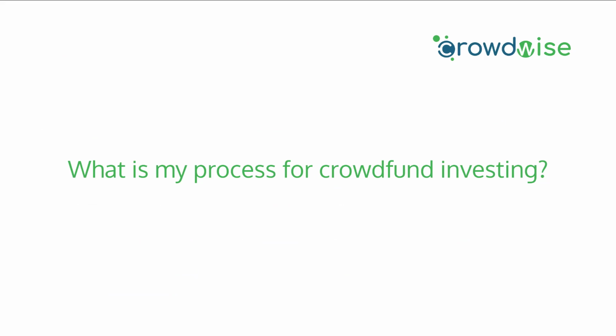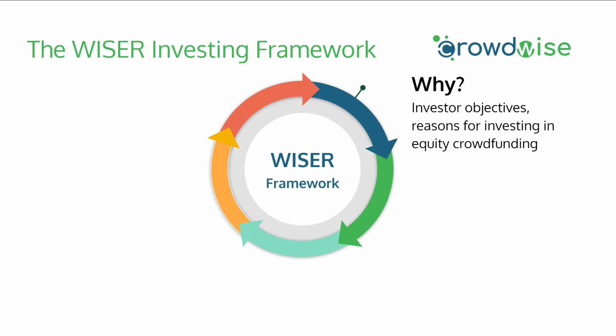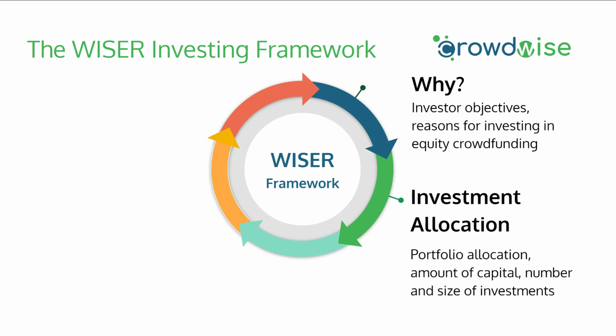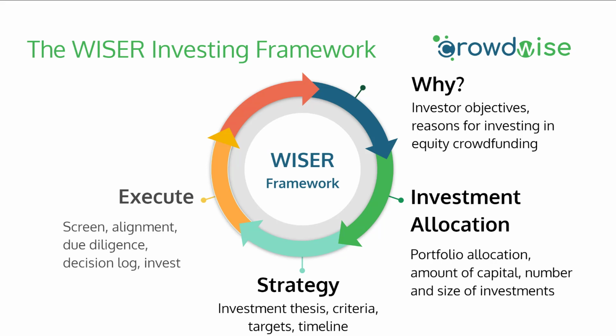All right, with that out of the way, what is my process for crowdfund investing? I use something that I've called the Wiser framework for investing in early stage startups online. First is the investor why. Next, the I is investment allocation. Both of these topics we discussed in the Level 1 investor courses. Next, the S is strategy. That's your investment thesis, criteria, targets for return, and timeline for investing, which we've started discussing here.